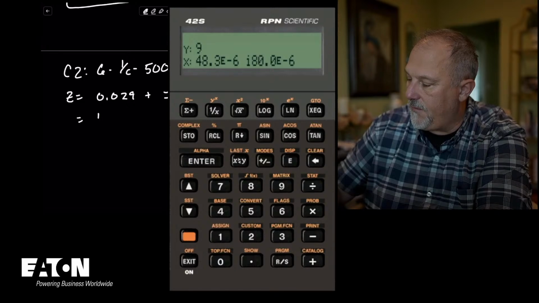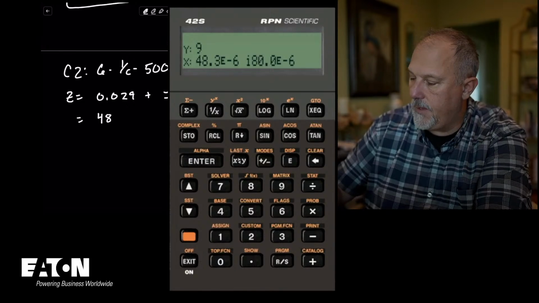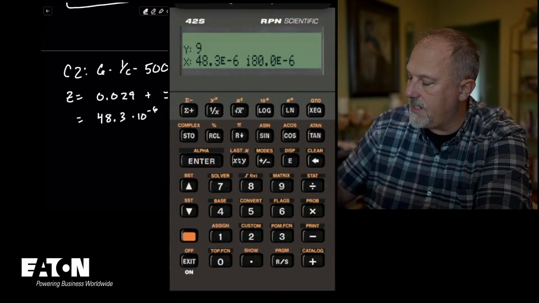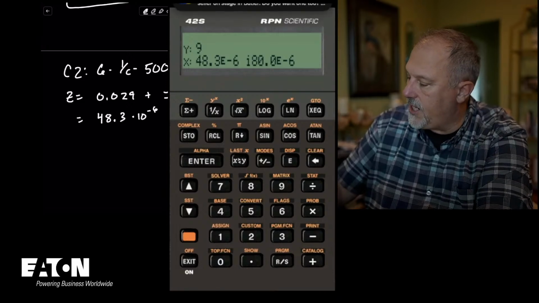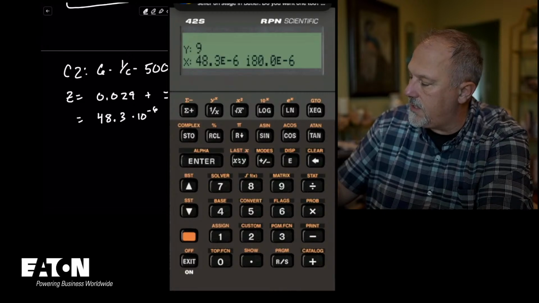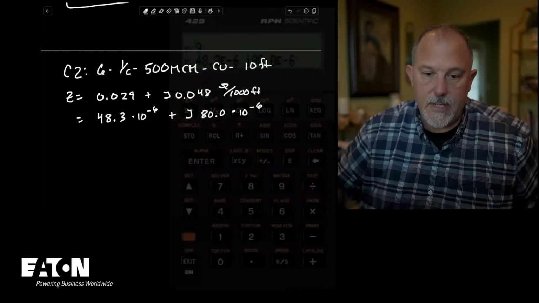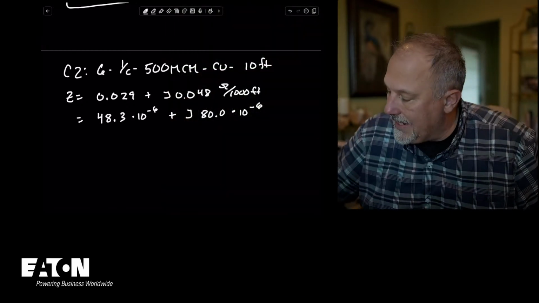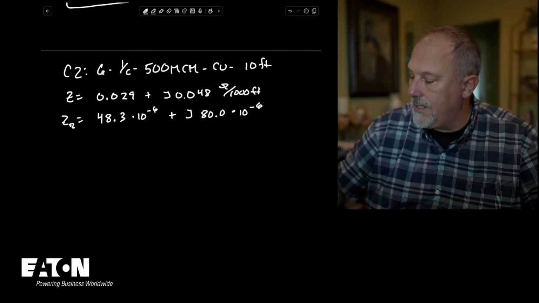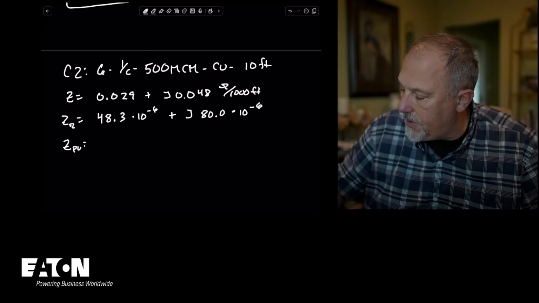So we have 48.3 times 10 to the negative 6th plus j 80.0 times 10 to the negative 6th. All right, so that is Z in ohms. Okay, now Z in per unit.